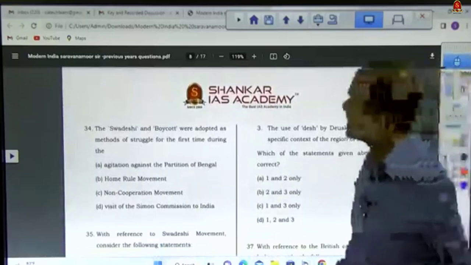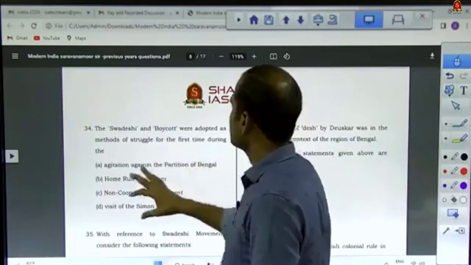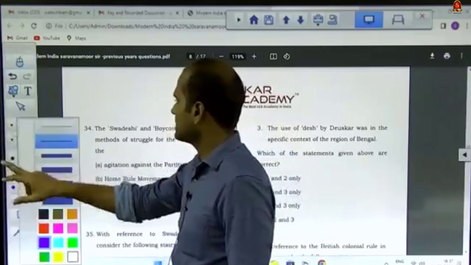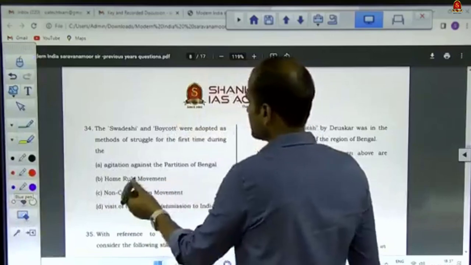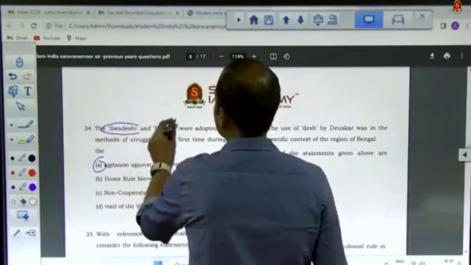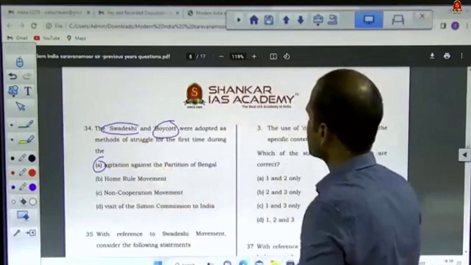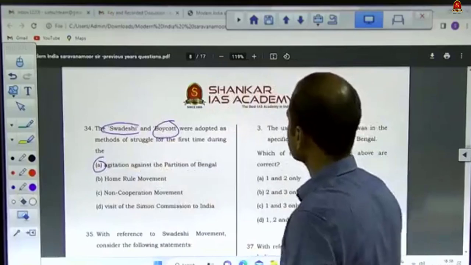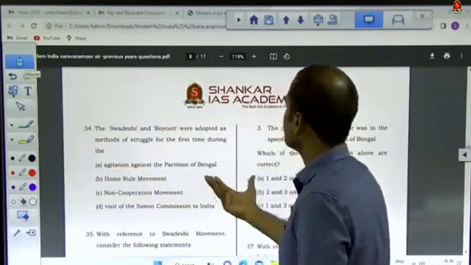Swadeshi and boycott were adopted as methods of struggle for the first time during, again one of the easiest, the agitation against the partition of Bengal. Swadeshi, boycott, passive resistance, these were the words of the extremist group within the Congress. I think there is no need of explanation about this. It's very famous.